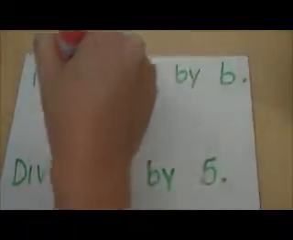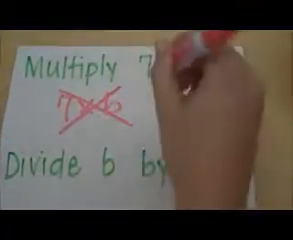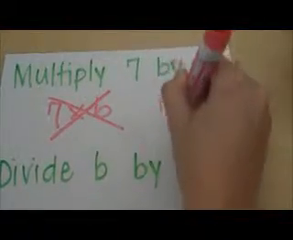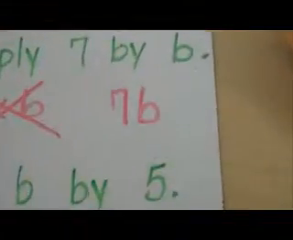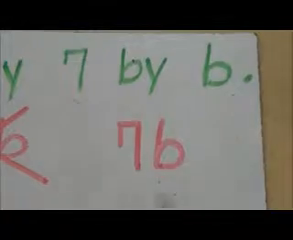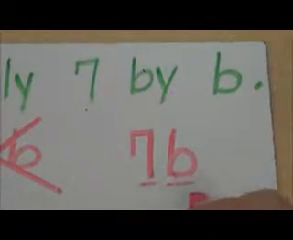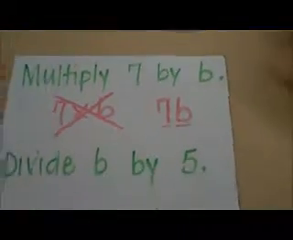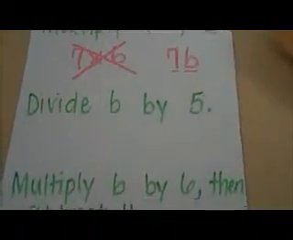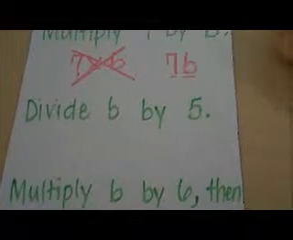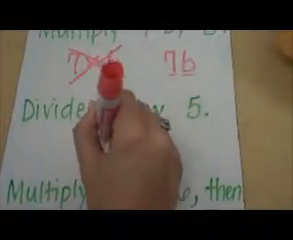So instead of putting the multiplication sign, it's going to look like this. Multiply 7 by b. You're going to put the whole number 7 right next to the letter b, 7b. Okay, moving to division, divide b by 5. So that is simply going to look like this, b divided by 5.